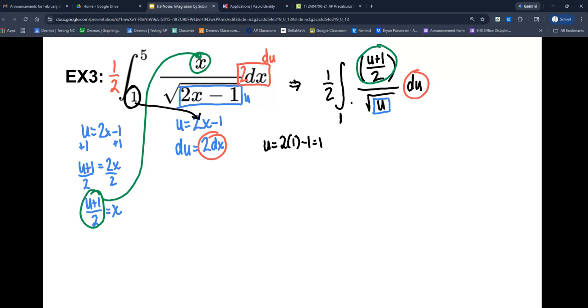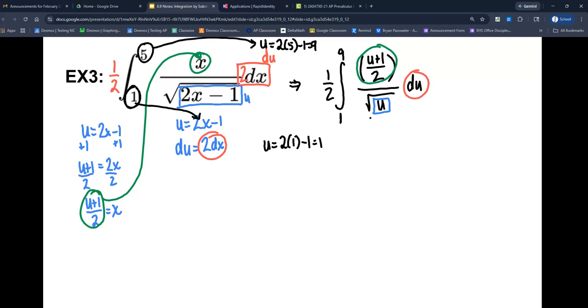Still get 1. It actually didn't change the bottom limit just because of the way that it works. And then we're going to take the 5 and do 2 times 5 minus 1. It definitely changes the top limit. We're going to get 9 right here. And so 1 and 9 are u values now. We don't have to go back to x's ever, which is nice. But we've got to do some work over here because we cannot integrate the way this looks right here.